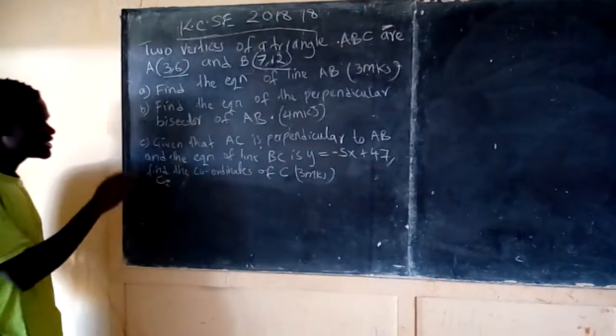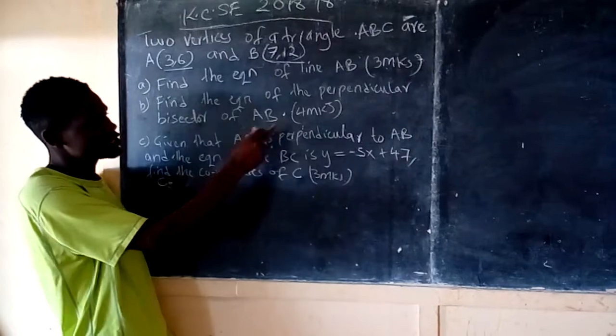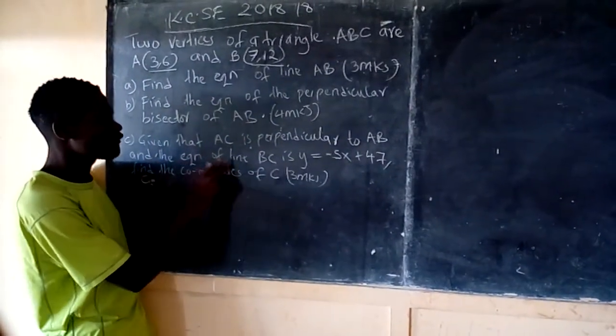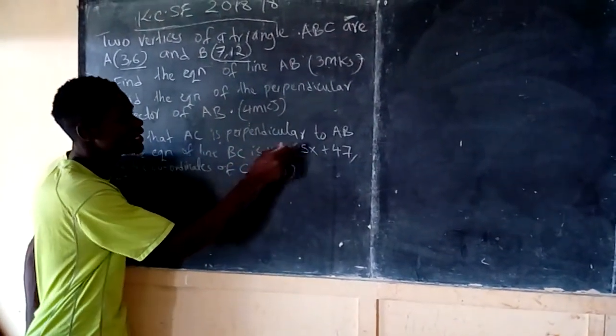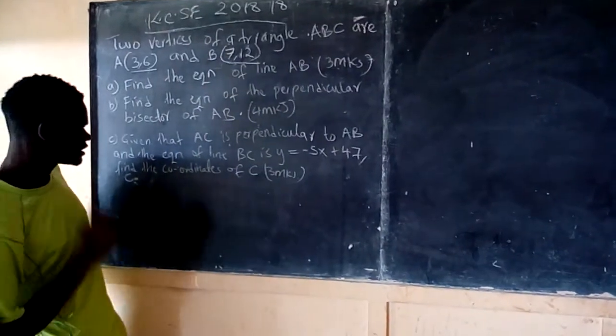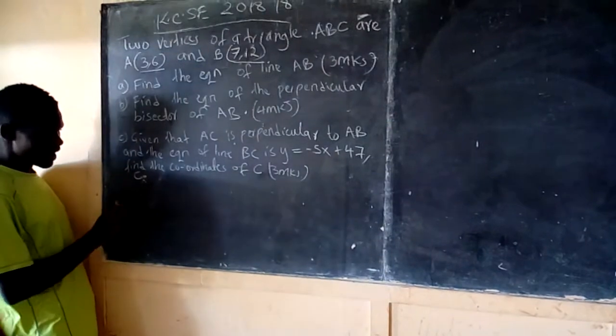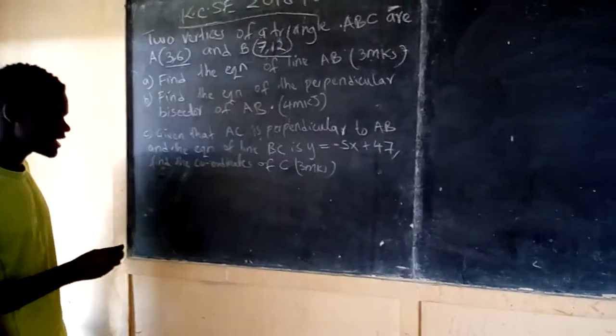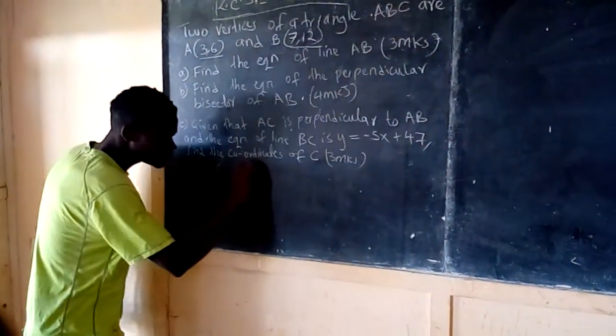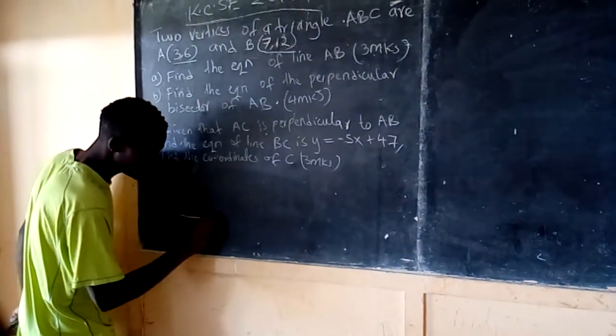That was 4 marks. Then given that line AC is perpendicular to AB and the equation of line BC is y equals negative 5x plus 47, find the coordinates of C. That is 3 marks. Now, you know that a triangle, let me just deal with the two vertices.